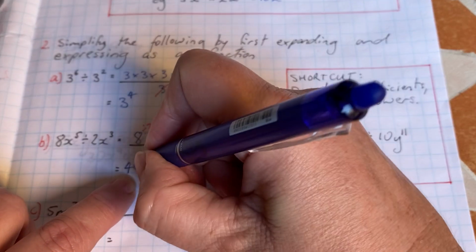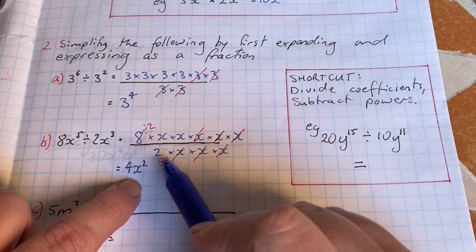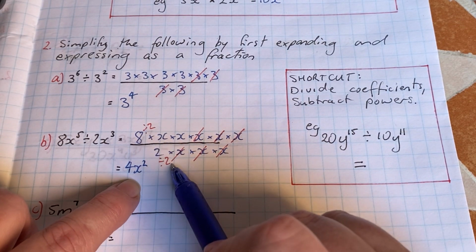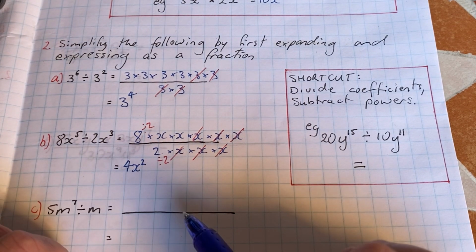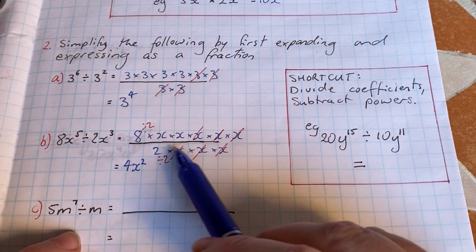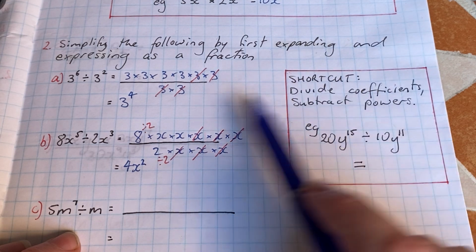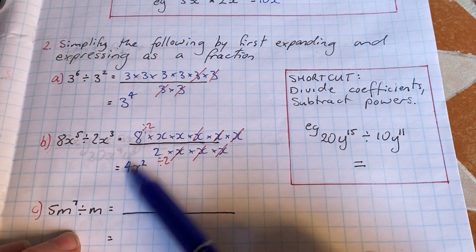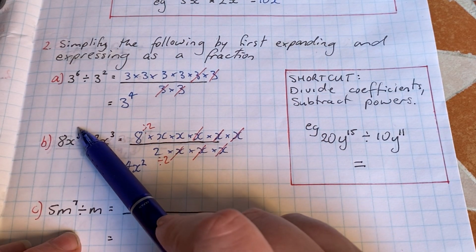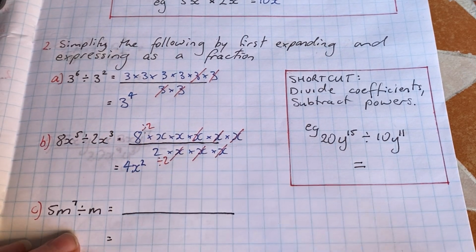We've got x squared. On the bottom, the x's are all gone. We've got 2 divided by 2 is 1. We don't need to write 1 if it's in the denominator, only if it's in the numerator. So 4x squared is our answer. Divide coefficients. 8 divided by 2 is 4. Subtract powers. 5 minus 3 is 2.